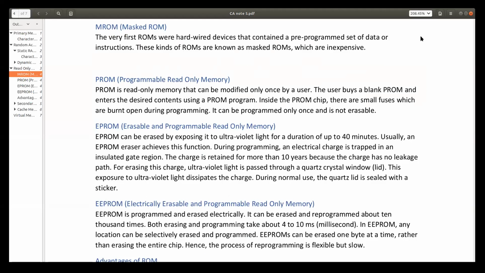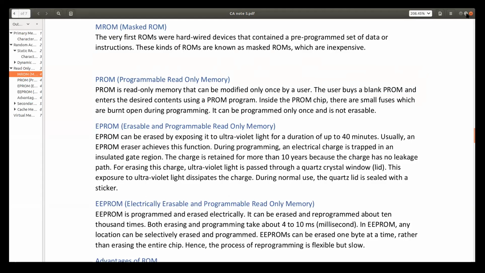Now in PROM, we have found that it can be programmed only once. You can buy a blank PROM and program it one time only, and whatever you program will be fixed for the entire time span. That is PROM. Now what is EPROM?